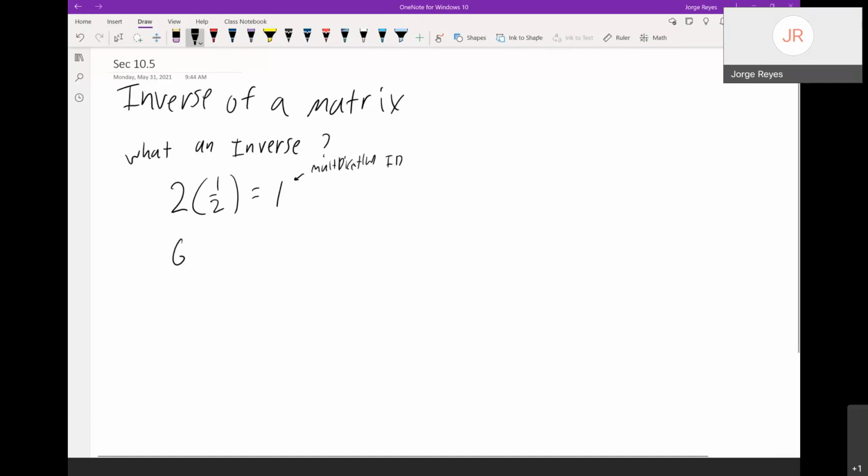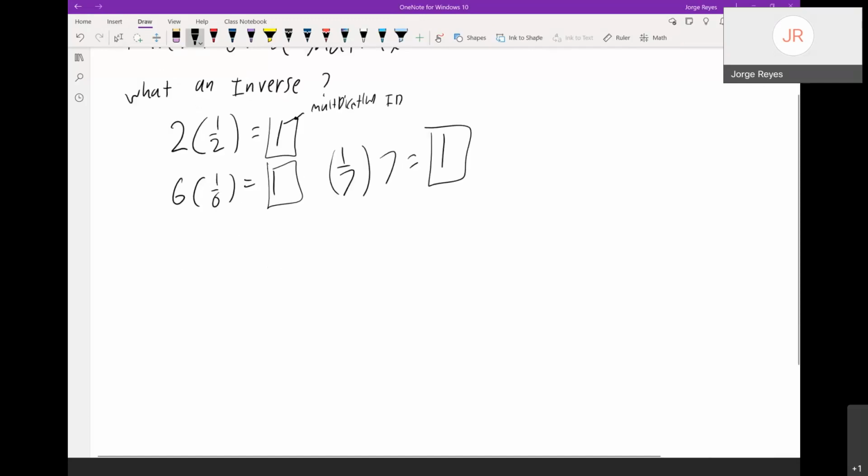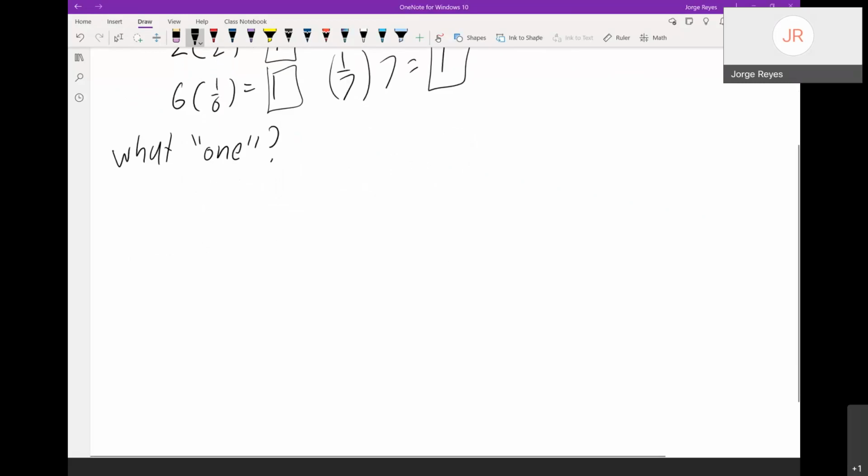Where one is the multiplicative identity. So then 6 inverse is 1/6, right? And then 1/7 inverse is 7. And so the question is, well then, what's 1? What is 1 in our matrix world? Or what's the multiplicative identity? So you might just guess it's this thing, the matrix which is ones inside.